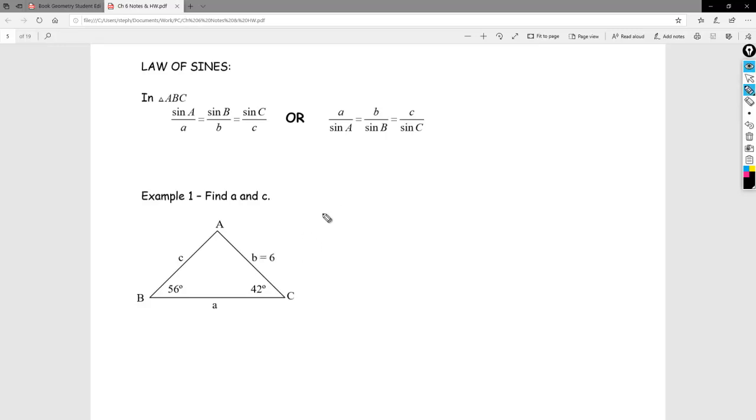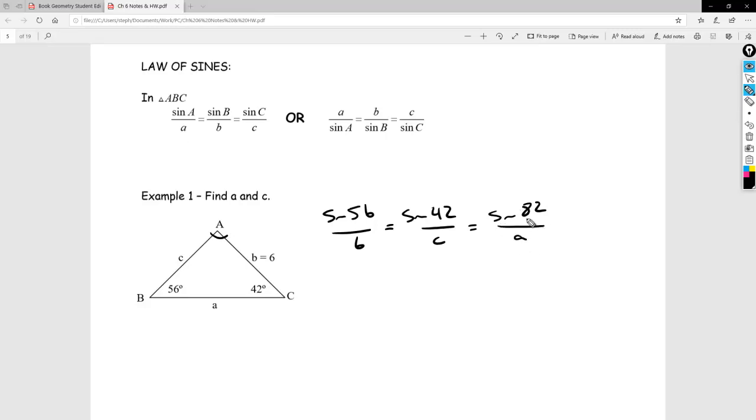So what I know is that the sine of 56 is to 6, as the sine of 42 is to c, as the sine of 82, so if I solve for the measure of angle A here, just subtracting from 180, is to A. Okay, now I can very easily just split this into two proportions and solve. So I know that A must be 6 sine of 82 divided by sine of 56, so just manipulate algebraically. Plug that in your calculator and make sure you're in degrees, and A must be 7.166.